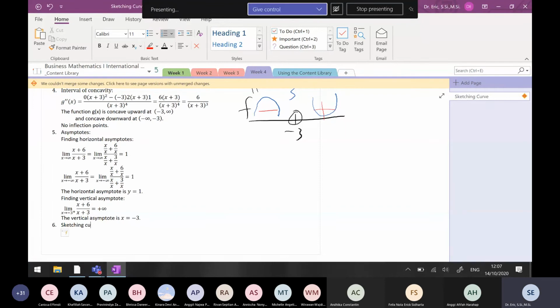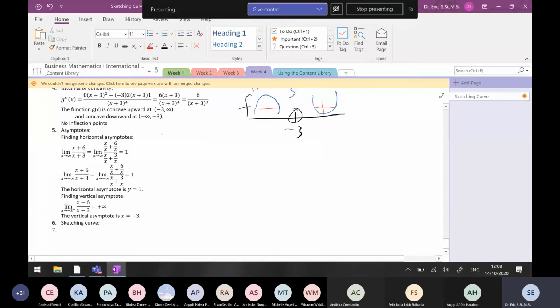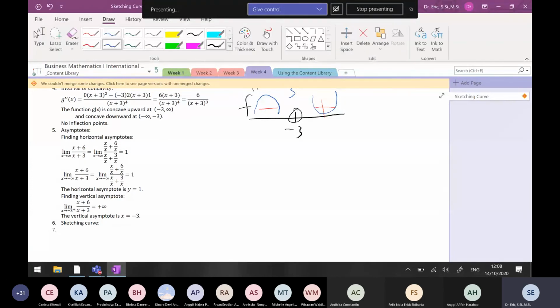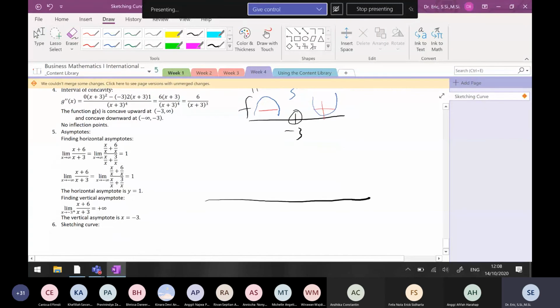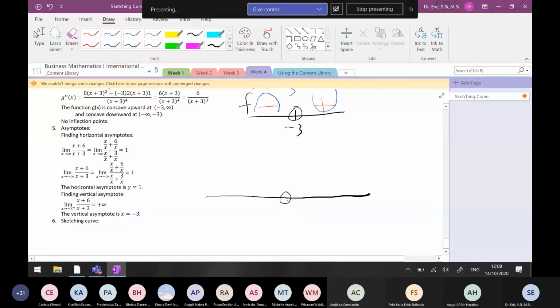Sketching the curve. Okay, I would summarize this first. Let's see. Oh, this is just -3, yeah. -3. This is f prime, f double prime.